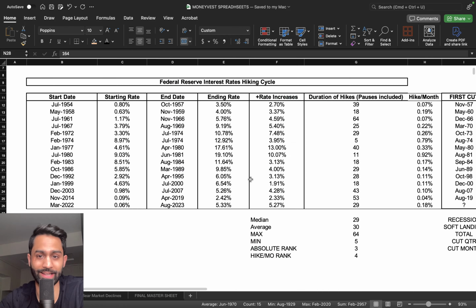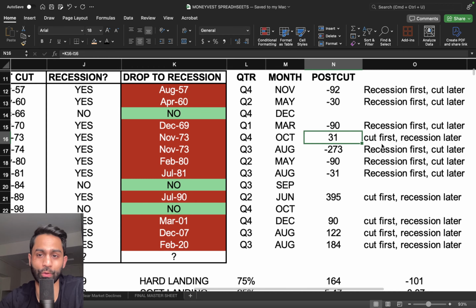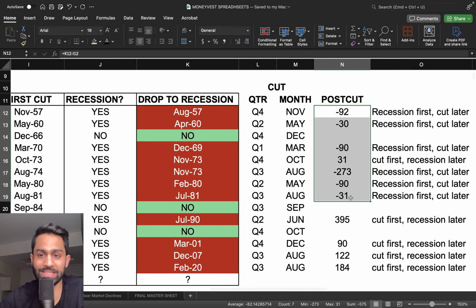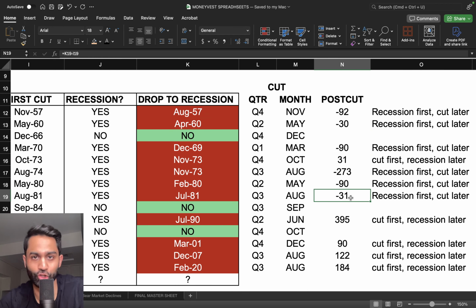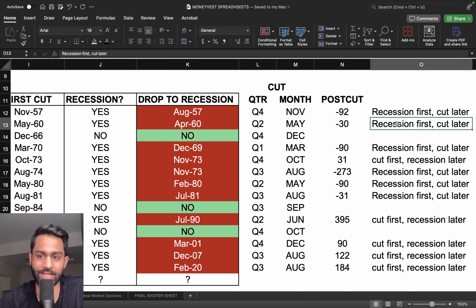If you come back to our rate hiking cycle, this is the data that I presented in our previous video, and you'll notice that this is a negative number, meaning that the economy fell into a recession before we actually started to see a rate cut. Rate cuts essentially happened after we saw a recession, right? So that's recession first, cut later.